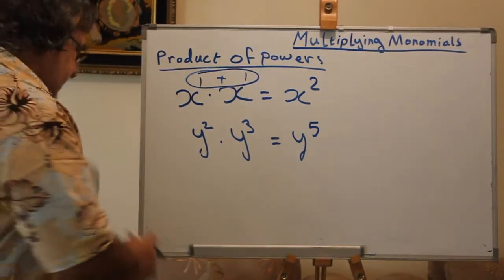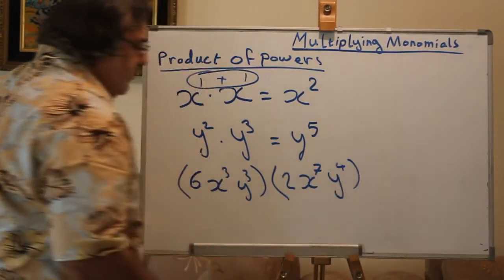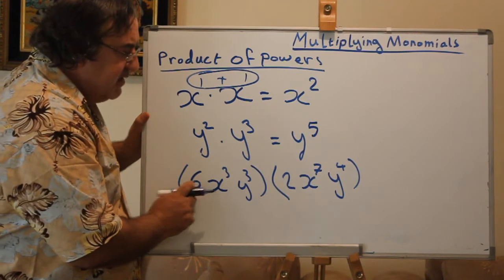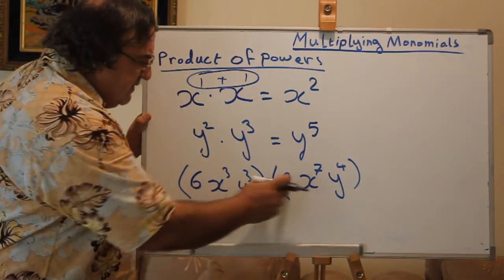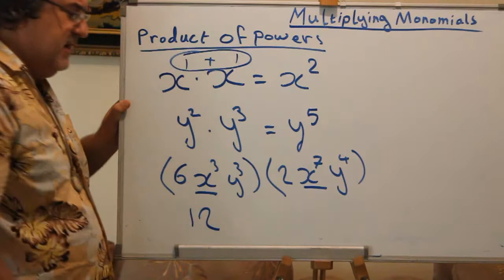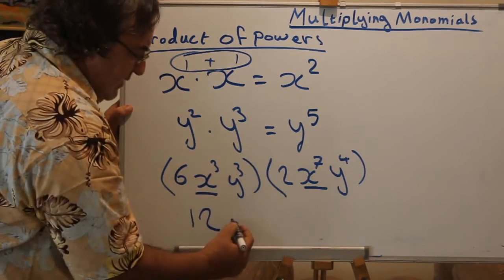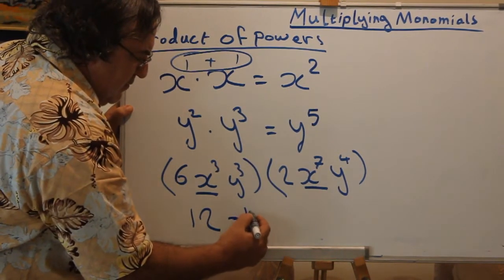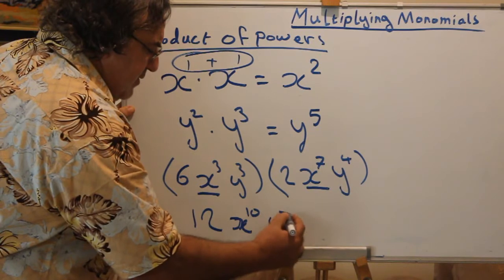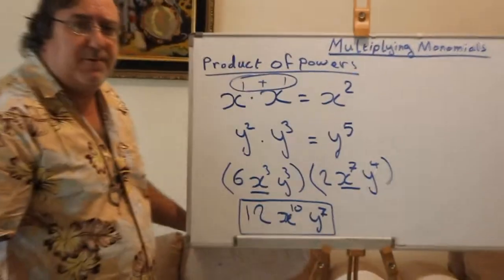Let's take another example like this. First of all we deal with the coefficients of the variables. The coefficient here is 6, and the coefficient here is 2. So we multiply 6 times 2 first, and we get 12. Now this term with this term, x cubed times x to the power 7. As we said, we add the powers, so 3 plus 7 is 10, so x to the power 10. And then y cubed times y to the power 4 is y to the power 3 plus 4, which is 7. So y to the power 7. That will be the answer after simplifying using the product of powers.